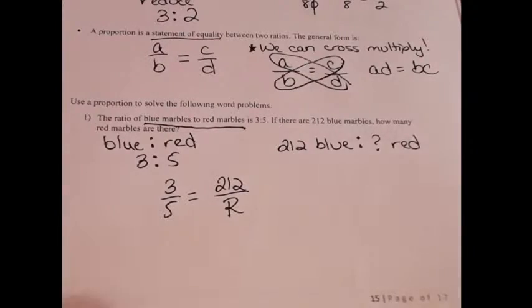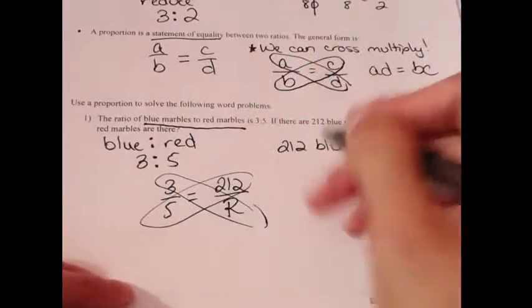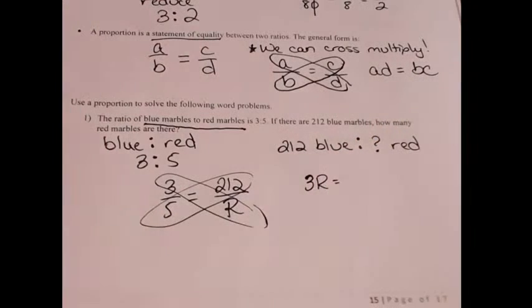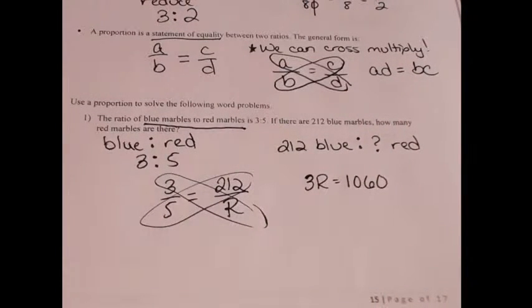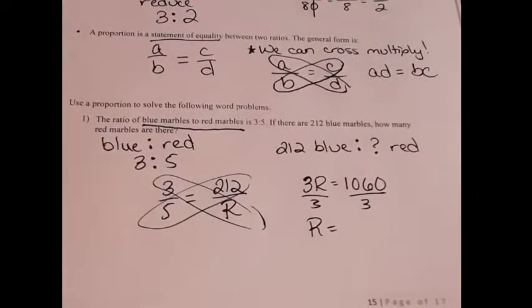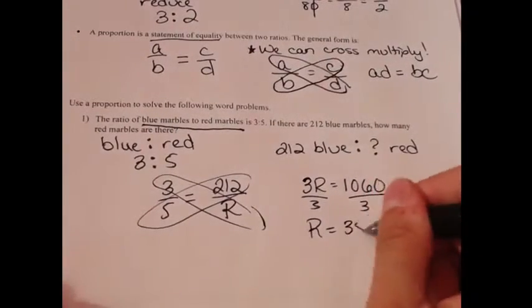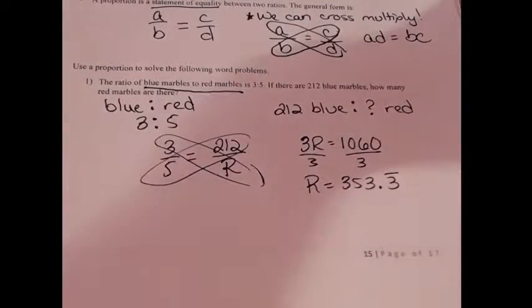So once we set up our proportion, we can go ahead and cross multiply. So we have 3 times r, which is 3r, and we have 5 times 212, which is going to give us 1060. So far, so good. At this point, because we have 3 times r is equal to 1060, we want to solve for r by dividing by 3. So we divide both sides by 3. And when we plug this in, we know we're not going to get a whole number. We actually got 353.3 repeating.